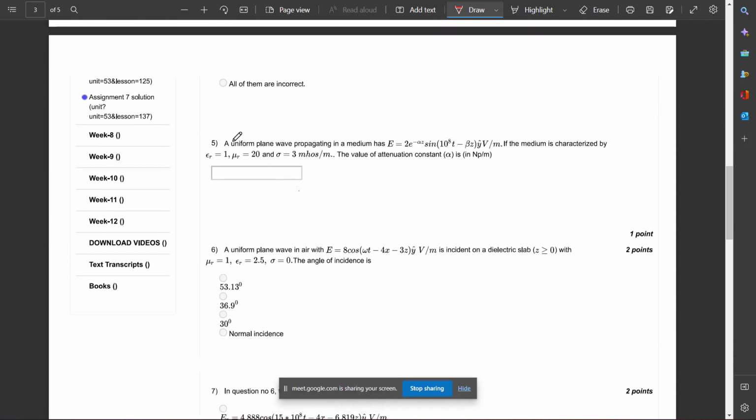Okay, so question number 5. A uniform plane wave propagating in a medium has E equals e to the power minus alpha z sine (10 to the power 8 t minus beta z) y cap volts per meter. If the medium is characterized by epsilon r equals 1, mu r equals 20 and sigma equals 3, the value of attenuation constant alpha in Nepers per meter will be. Okay, so the electric field is given to us and it's propagating in a medium. The medium is given: epsilon r, mu r and sigma are given, and alpha is asked. Can someone tell me how to solve this question or should I go ahead?